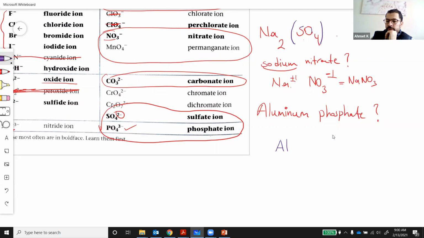And the charge of aluminum is going to be what? +3, very good. And phosphate, again, I'm bringing the phosphate, which is PO4, and then there's a -3 charge, and you can put the parentheses like that. It's up to you. You don't have to.